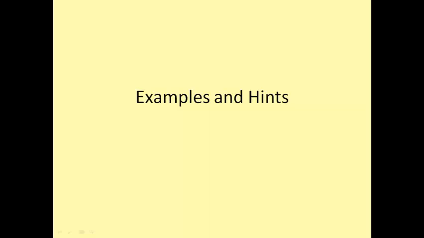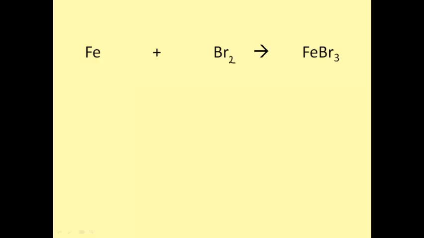Let's look at some examples and hints. Iron plus bromine produces iron(III) bromide. Before we start balancing the equation, remember that the subscripts cannot be changed. However, this reaction is not balanced. There are 2 bromine atoms on the reactant side and 3 bromine atoms on the product side.